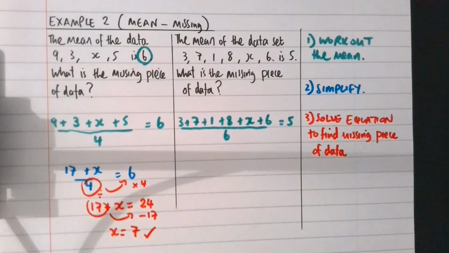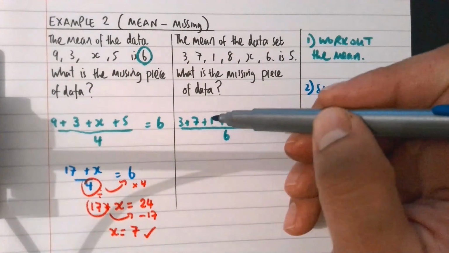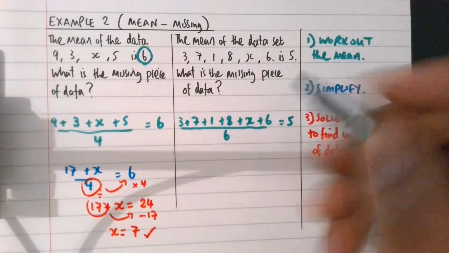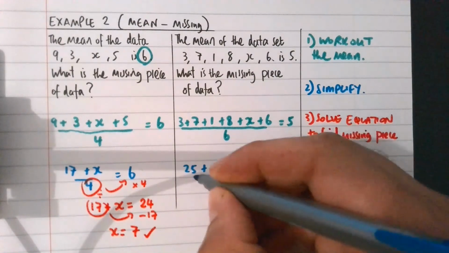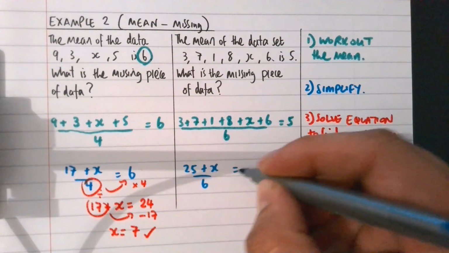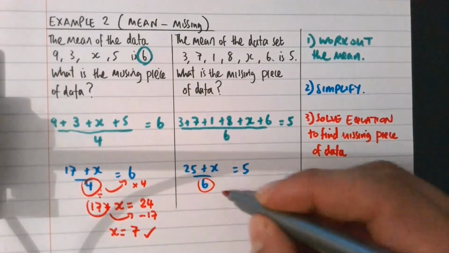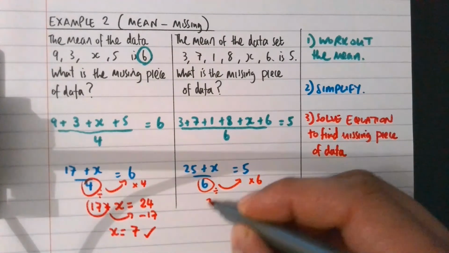So we're going to simplify by collecting like terms on the numerator and end up with 25 plus x all over 6 equals 5. Again, we've got a linear equation with a fraction. So we're going to start by moving that dividing 6. It starts as a divide; when I move it, it becomes a multiplier. So 25 plus x equals 30.